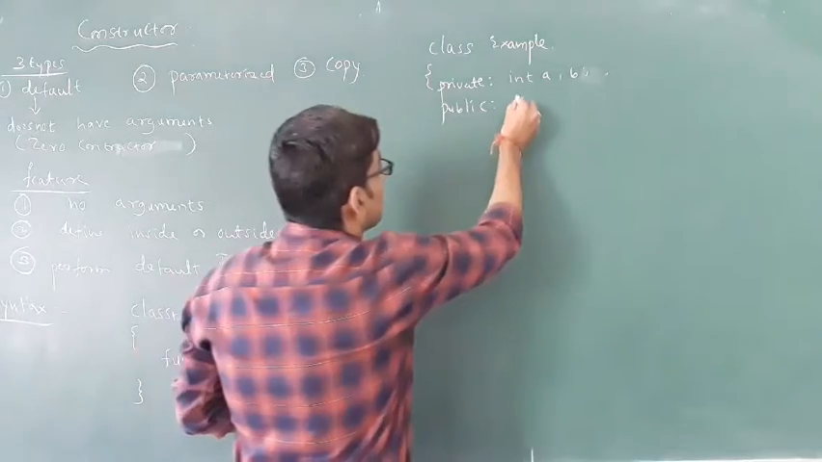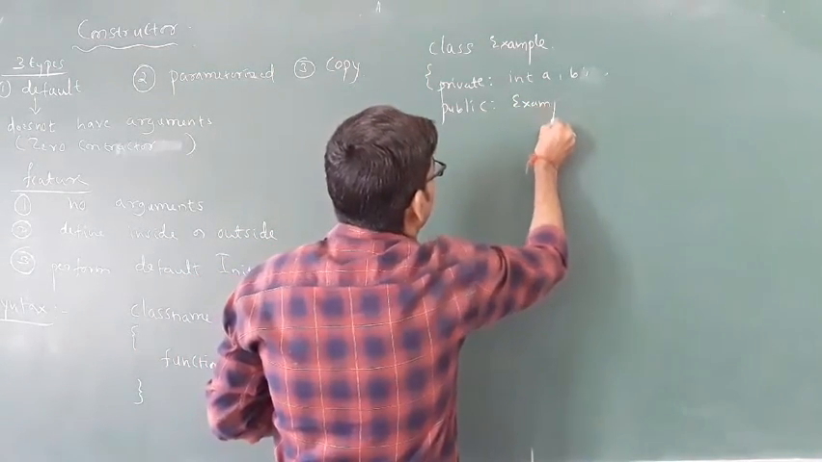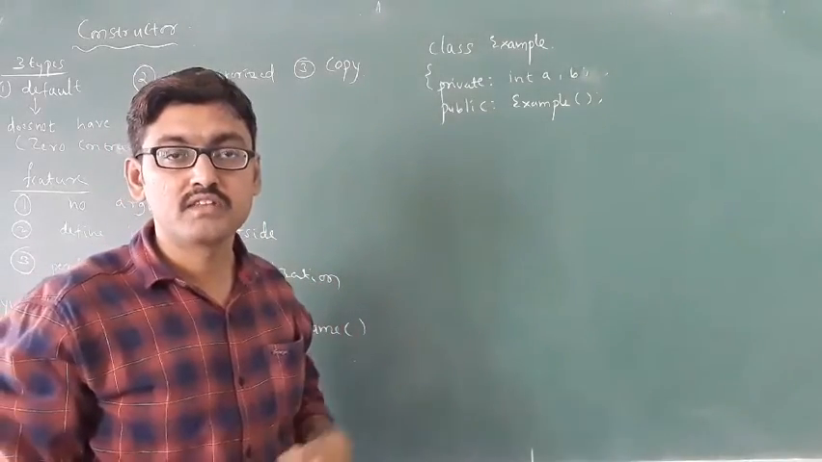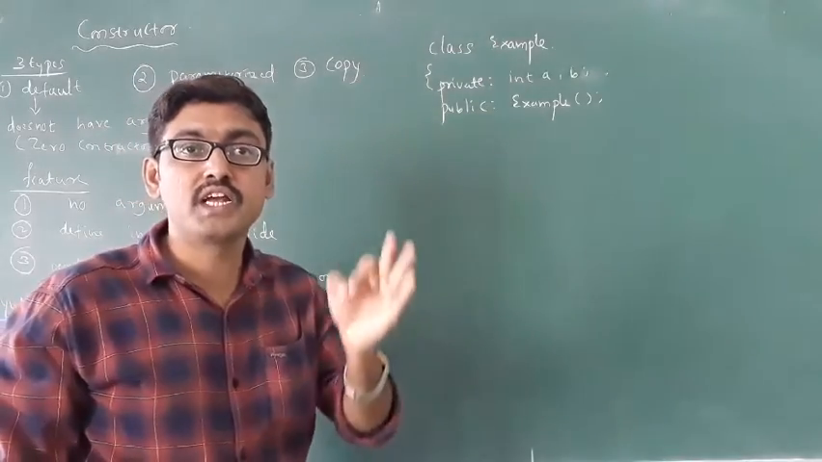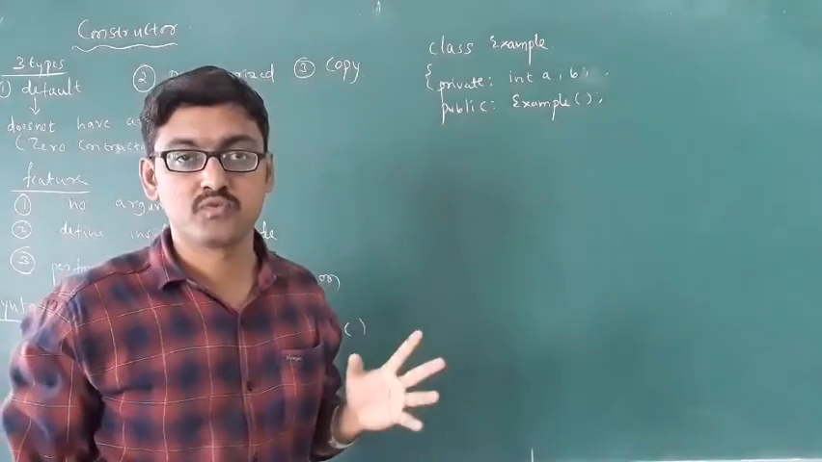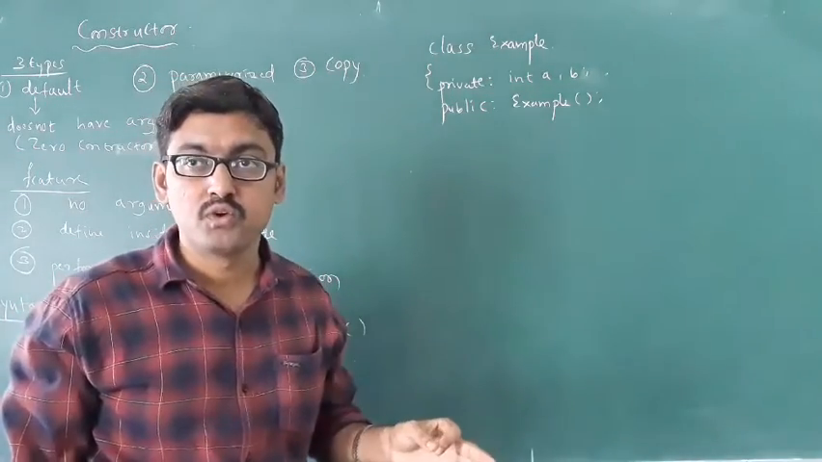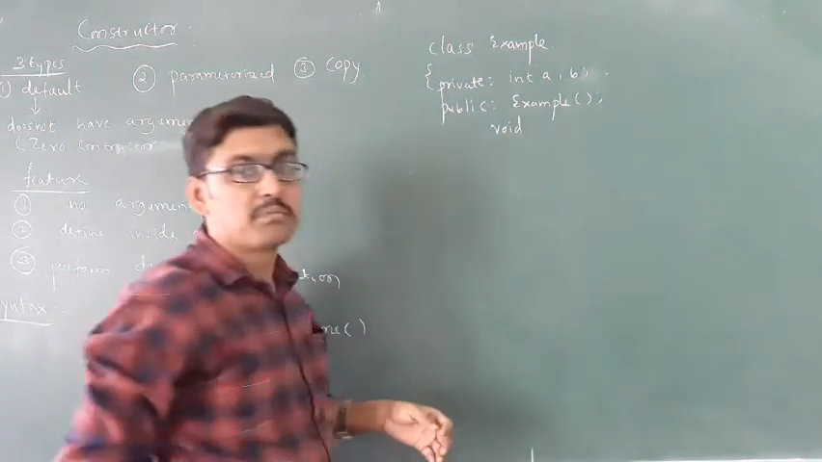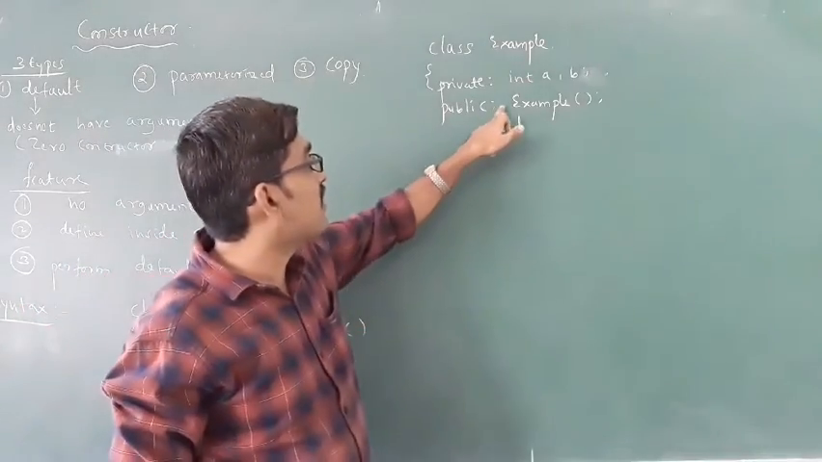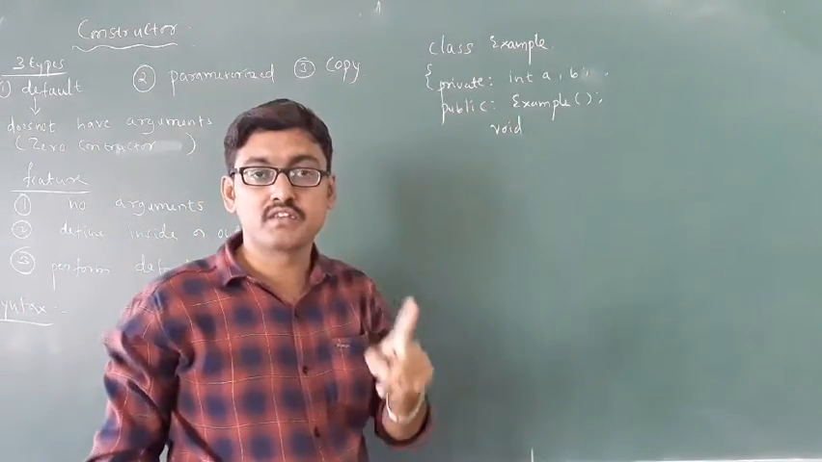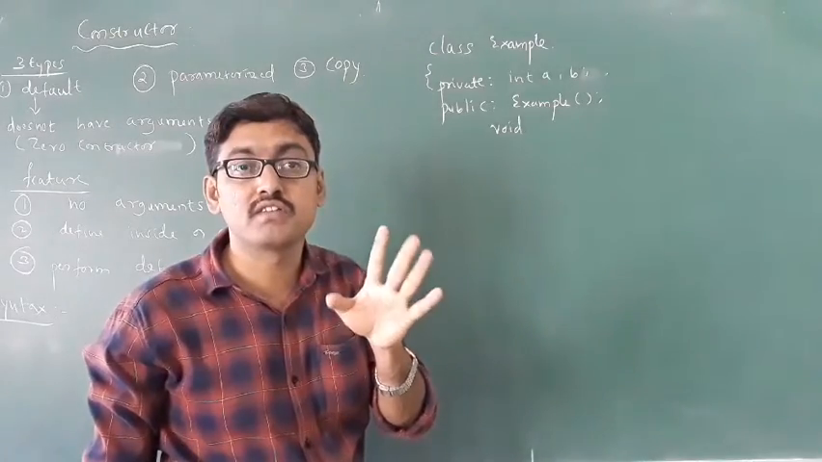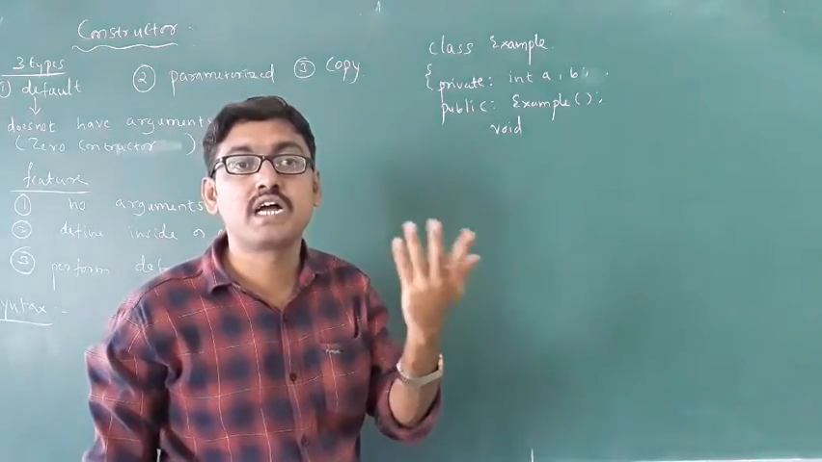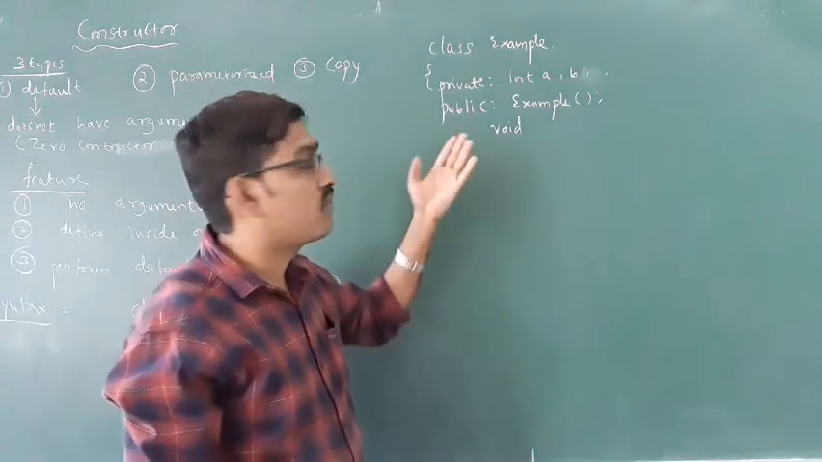For example, I am writing example. This is the constructor name. In this you have to initialize the a and b values. Got it? Then I am taking another member function, but here I am not taking void. Why? Because of the characteristics of a constructor: a constructor does not have a return type, which means it has no data type. You have to remember this.